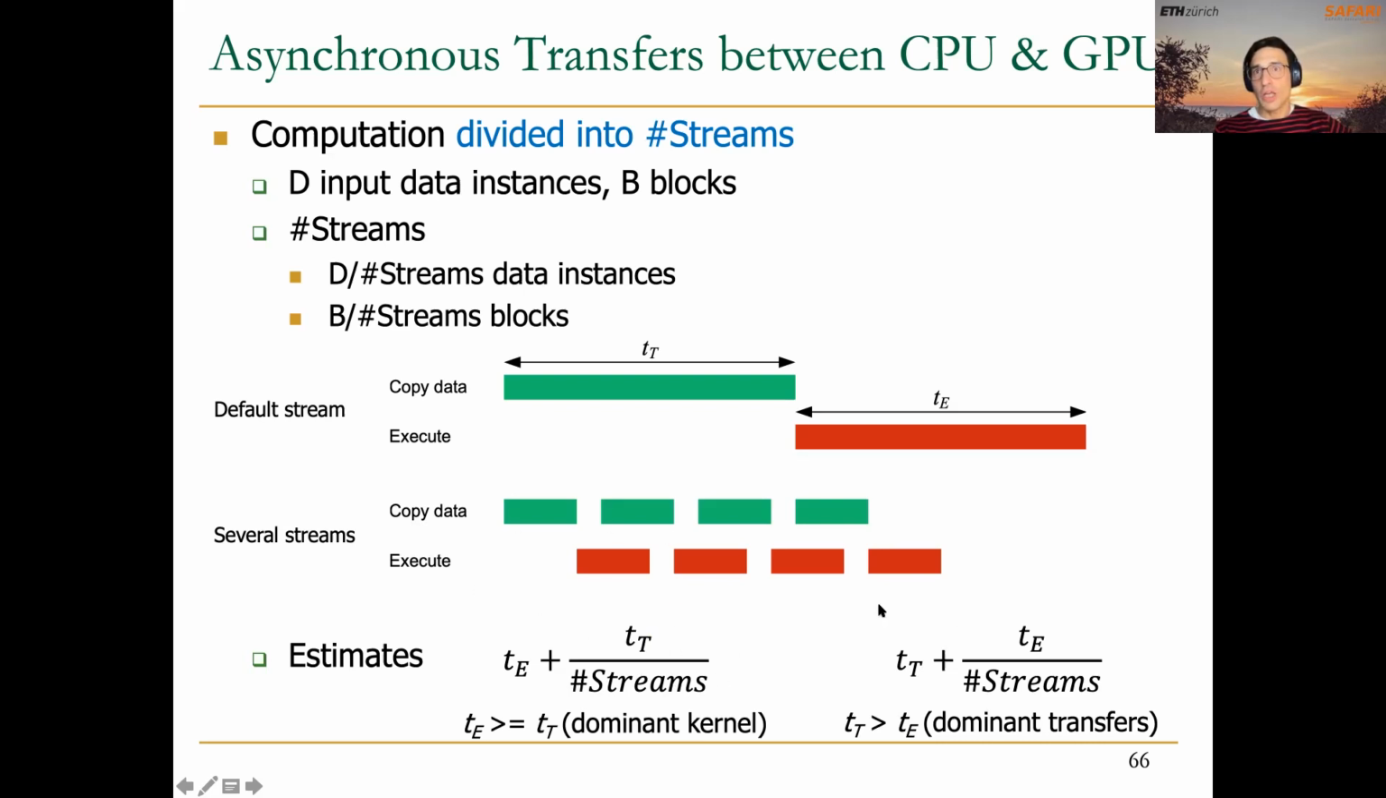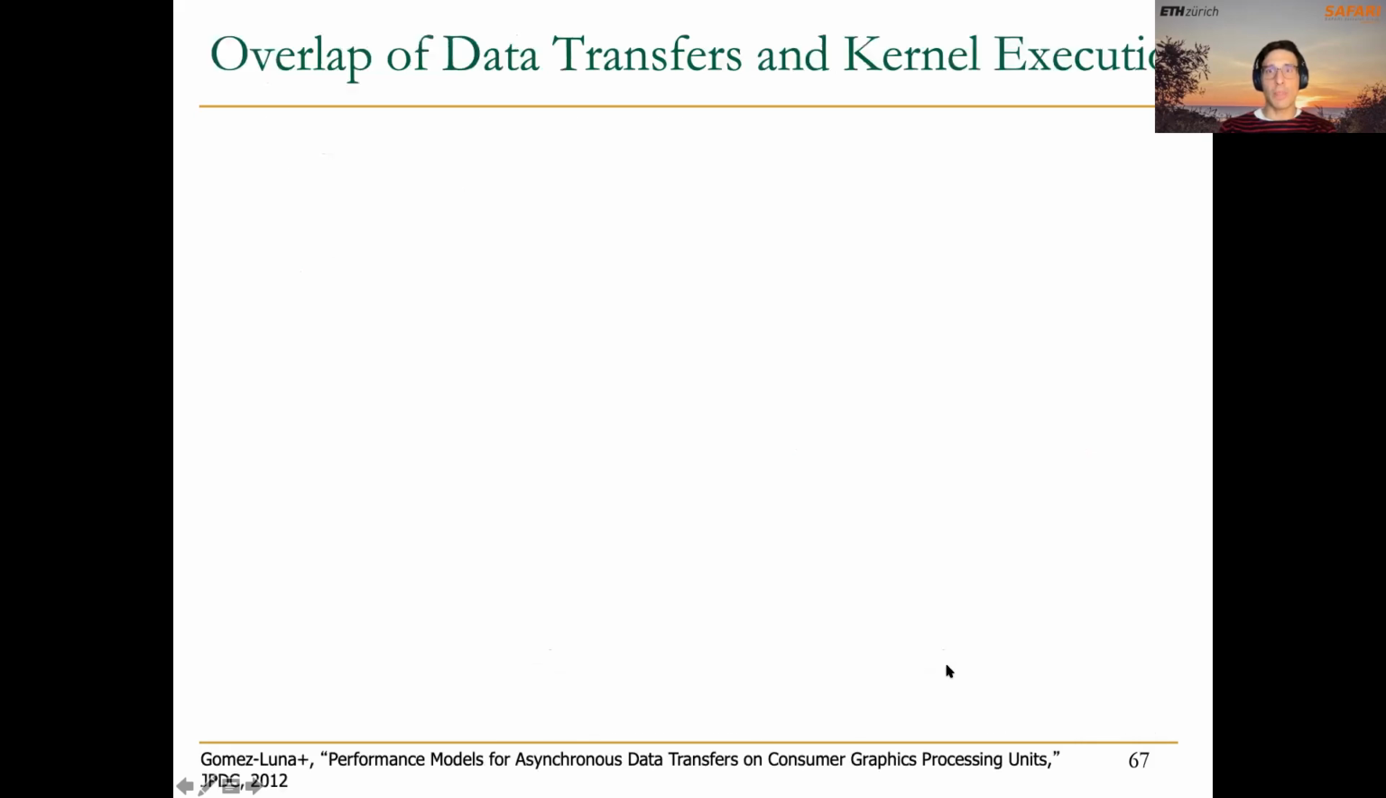Actually, we can even estimate what's going to be the final execution time when we are using a certain number of streams. Here you see a couple of raw estimates that will give you an idea of the overall execution time in case we have a dominant kernel, which means that the execution time of the kernel is greater than or equal to the data transfer time, or when we have dominant transfers, where the transfer time is higher than the execution time of the kernel. In one case, we will have the kernel hiding most of the data transfers, while in the other case, we'll have the data transfers hiding most of the execution of the kernel.